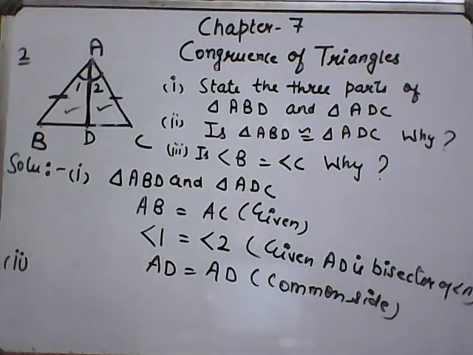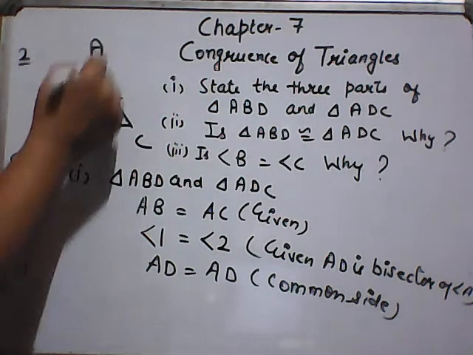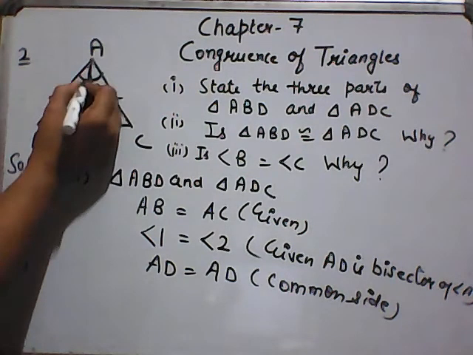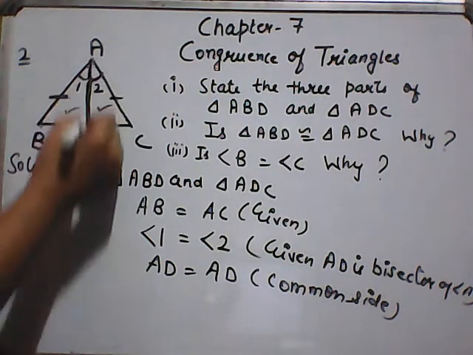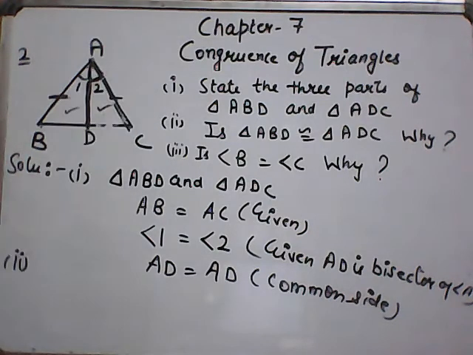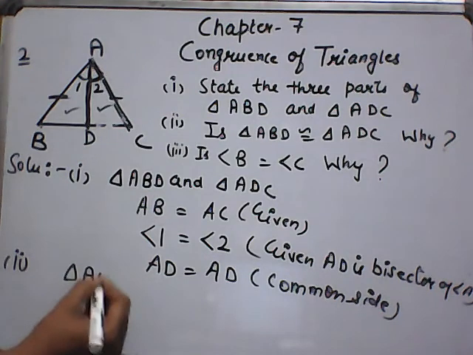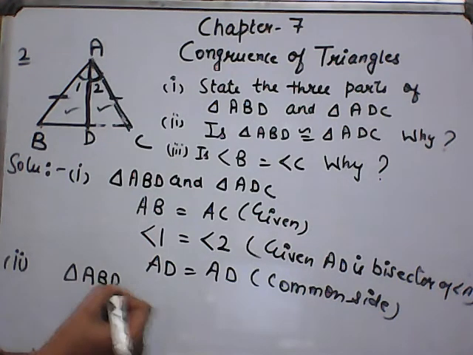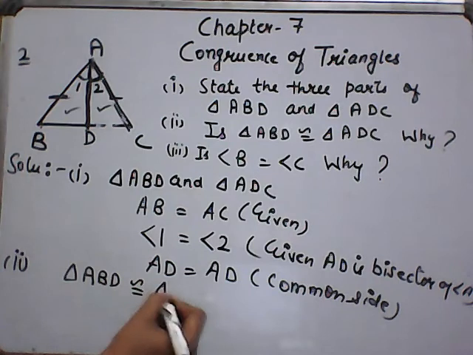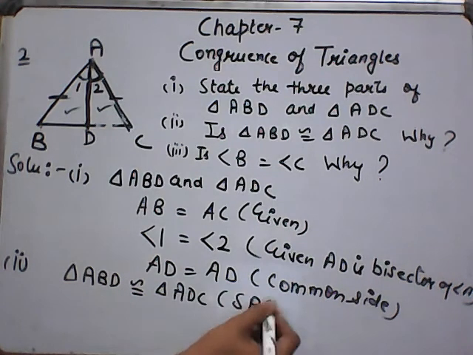So, we know that two sides and the angle included between them are equal. So we can say these two triangles are congruent by using the side angle side congruence rule.